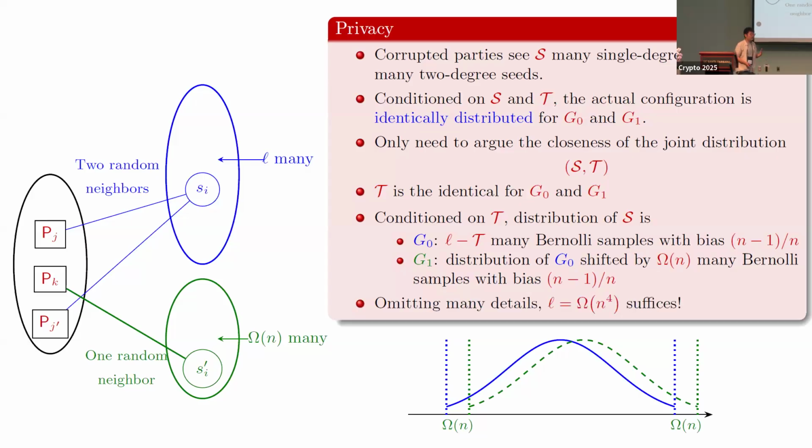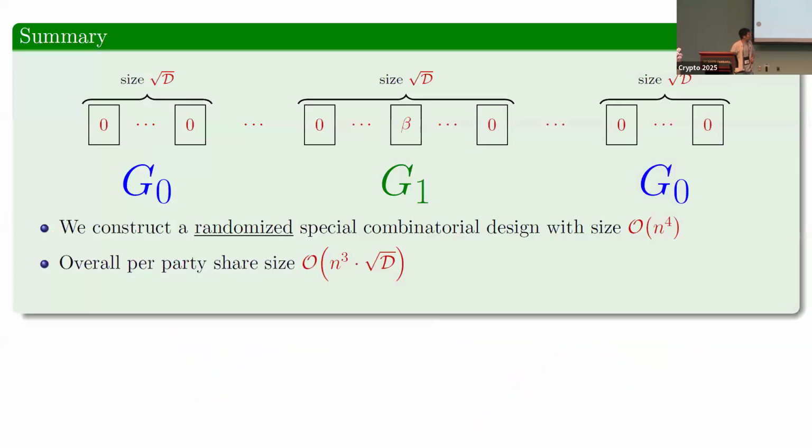Without telling you any technical details, we show that if L, the number of seeds we sampled with degree 2, is n to the 4th power, then you can guarantee that these two graphs are statistically close. Okay, that basically concludes our construction for the randomized design.